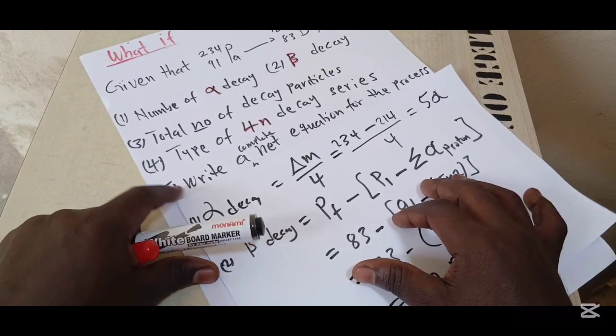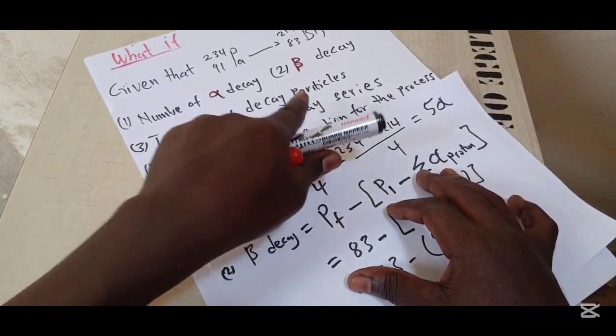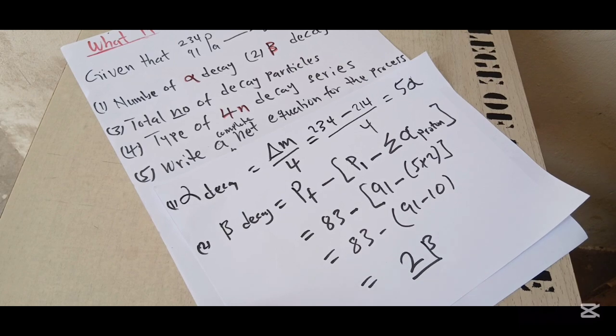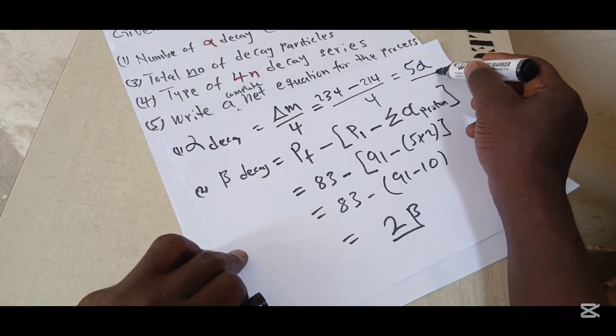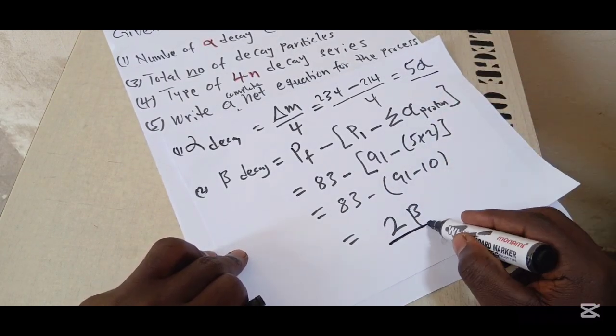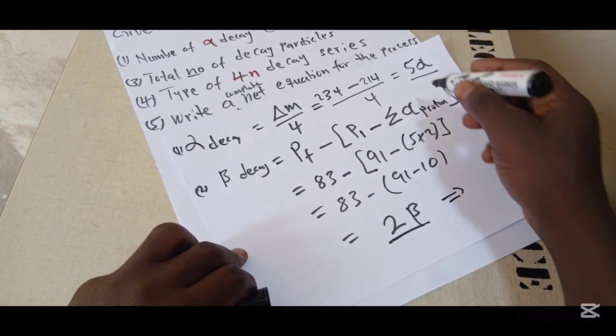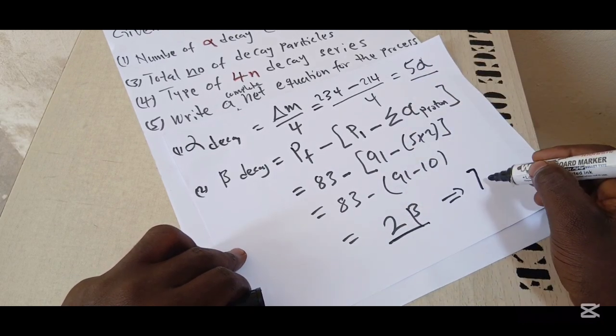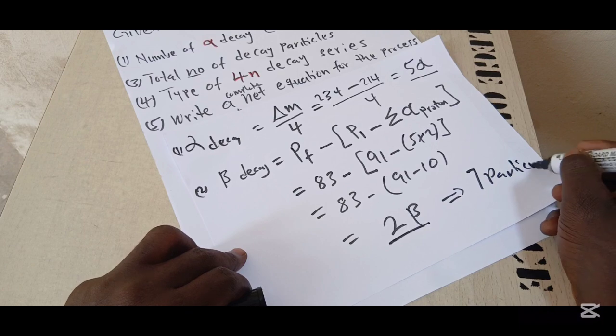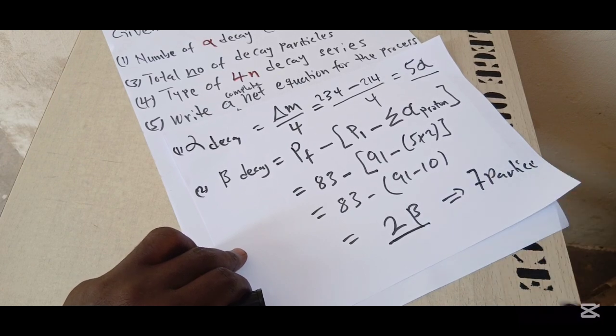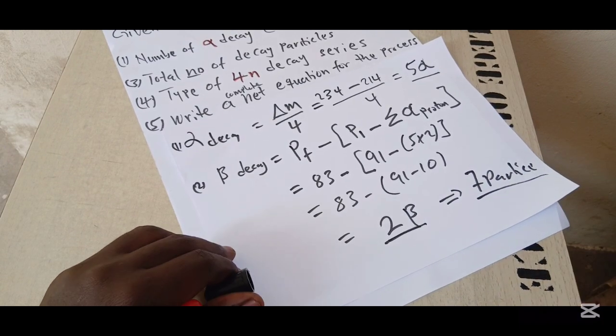Question number 3 says we should calculate the total number of decay particles, which is obvious. We got 5 alpha particles and 2 beta particles, so the total number of decay particles is 5 plus 2, which is 7 decay particles. That's it.